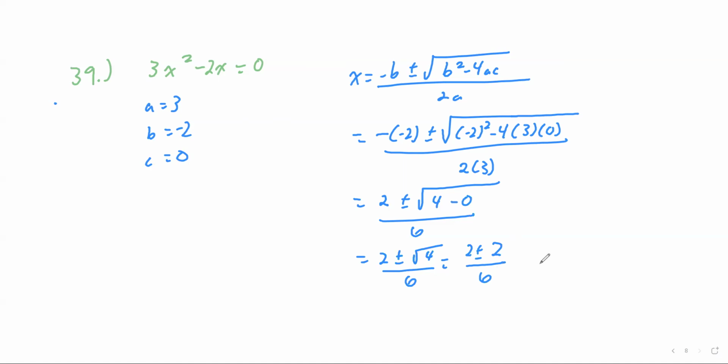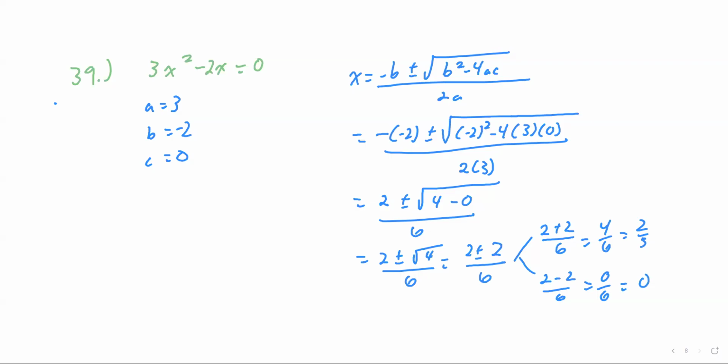Right, and I can separate these two problems. I have to make whole numbers here: 2 plus 2 over 6, and then 2 minus 2 over 6. So this will give me 4/6, which is 2/3. This will give me 0/6, which is just 0. So there you go, that again is using the quadratic formula.